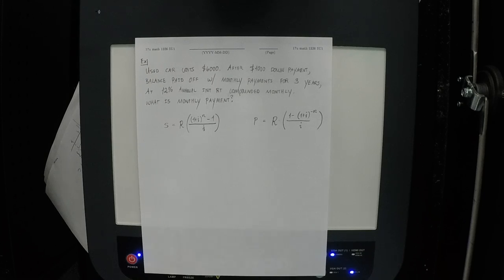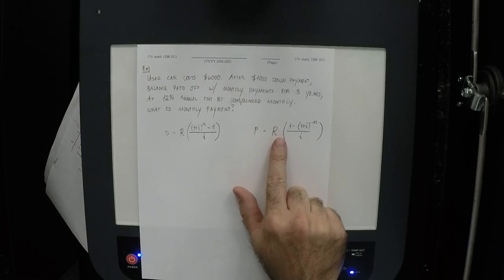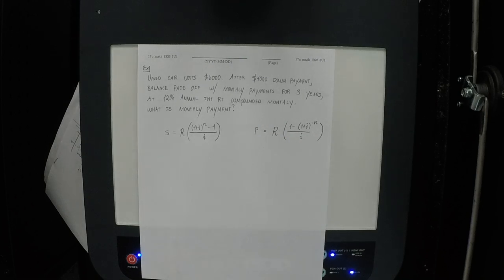Remember, in the end, it all comes down to, there is a quantity of money. When are we reckoning this money? Is the money being reckoned now or at a future date? So which one is it in this exercise? It's going to be this one. That's the present value formula. How can you tell it's the present value formula?